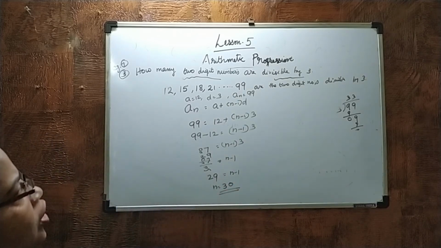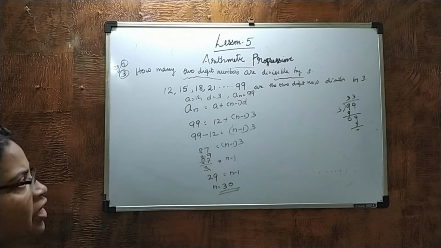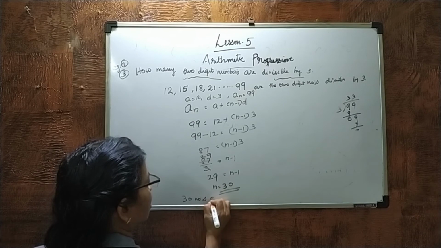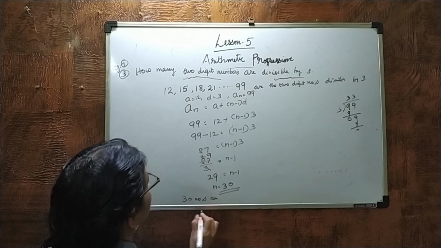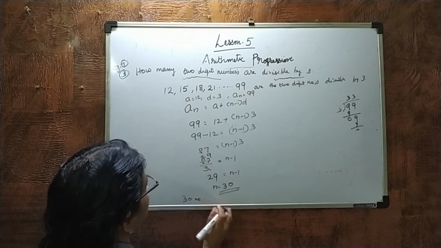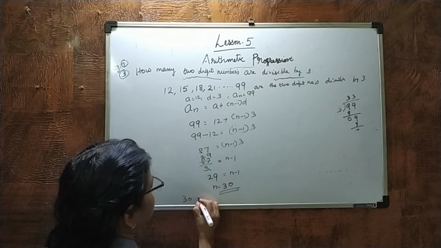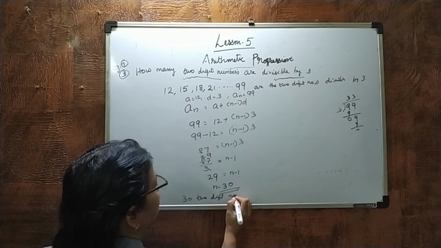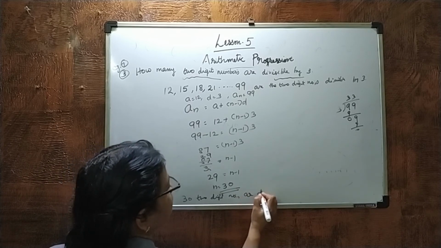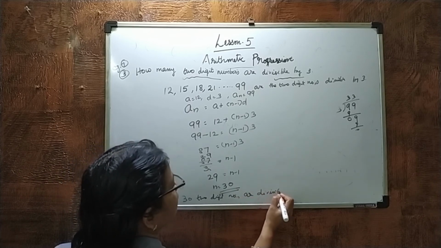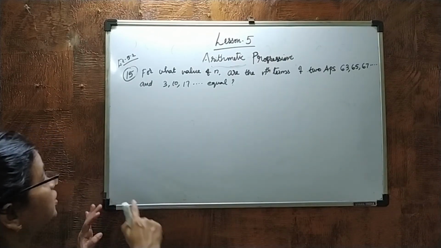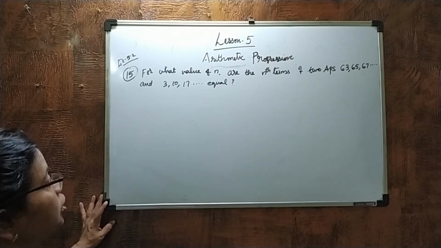So how many 2-digit numbers are divisible by 3? It is 30 numbers. 30 two-digit numbers are divisible by 3. Next, exercise number 5.2, 15th question.